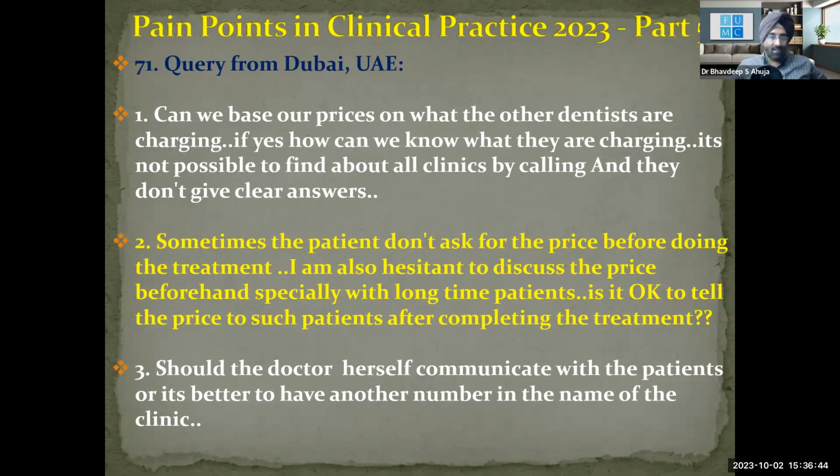So last in this set, query from Dubai, UAE. Can we base our prices on what the other dentists are charging? If yes, how can we know what they are charging? It's not possible to find out about all clinics by calling, and yet they don't give clear answers. I just detailed this in the previous query. Do we really need to bother about what colleagues are charging? Shouldn't our charges decide what exactly is?